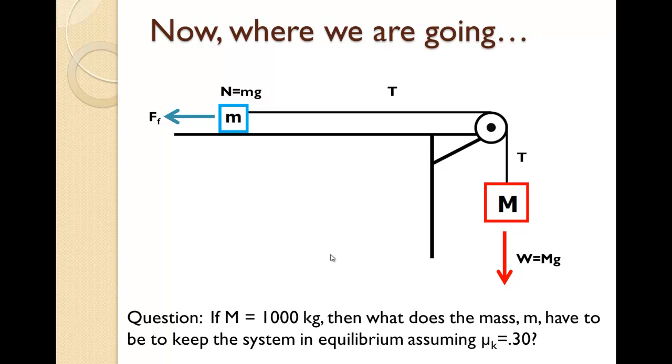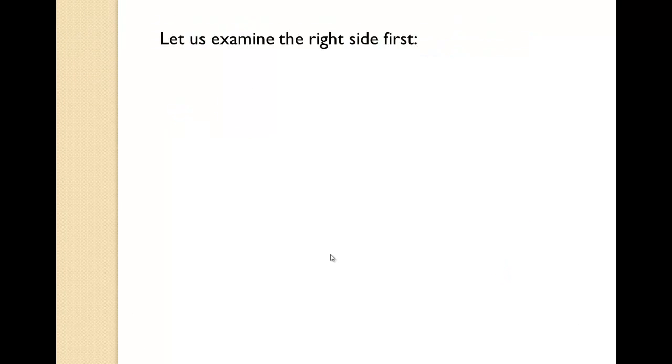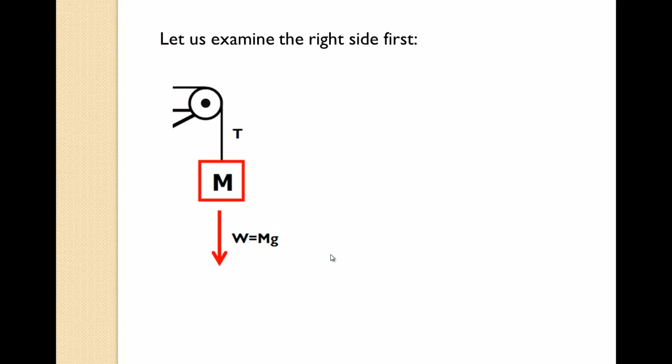The question I have is, if the big M, the mass, is 1,000 kilograms, then what does the mass, the little m, have to be to keep the system in equilibrium, assuming that we have a coefficient of friction of 0.3. So let's examine the right side first. Right side we have, again, the tension in the cable, we have the big mass of 1,000 kilograms, and so we calculate the weight of that to be 9,810 newtons.